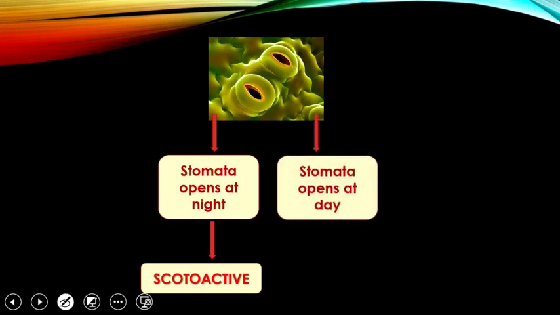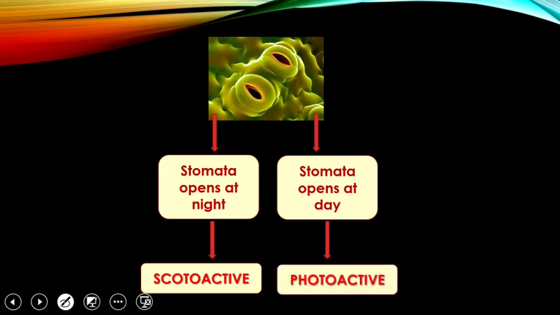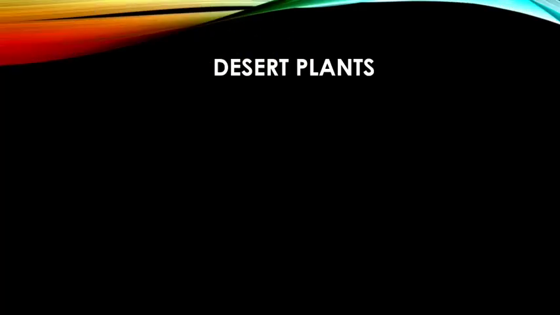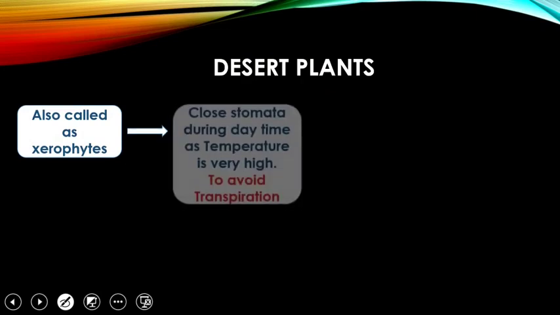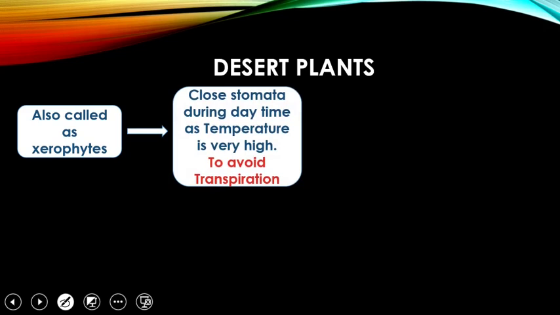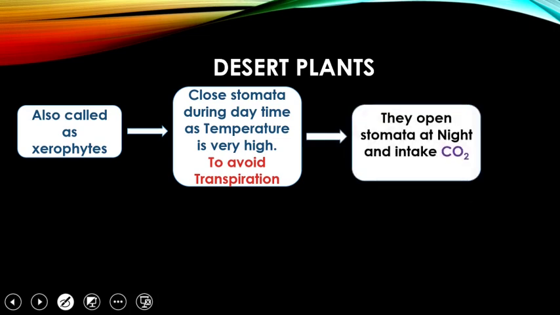In normal plants, in tropical or normal regions, C3 plants, stomata open during the daytime. Such stomata which open during the daytime are called photoactive stomata. Photosynthesis in photoactive stomata I have already explained on the last page. Now let us see about scotoactive stomata. In desert plants, also called xerophytic plants, what happens? The stomata are closed during the daytime because the temperatures are very high. To avoid transpiration, to avoid water loss, they close their stomata during the daytime. They open the stomata at night.